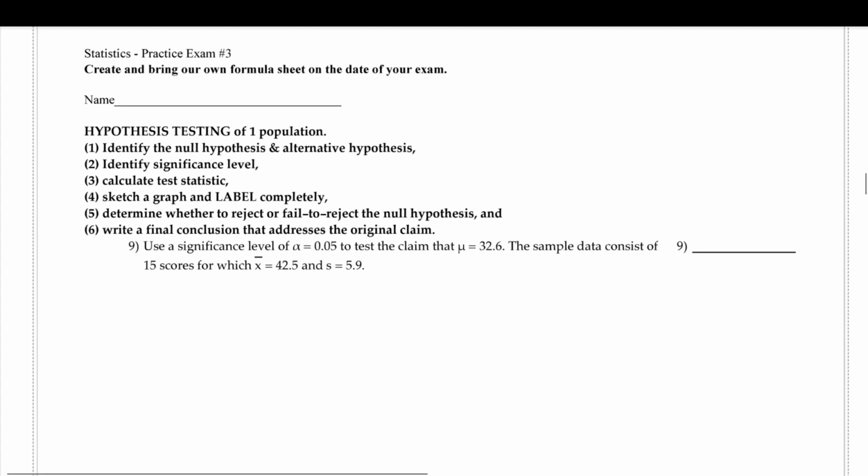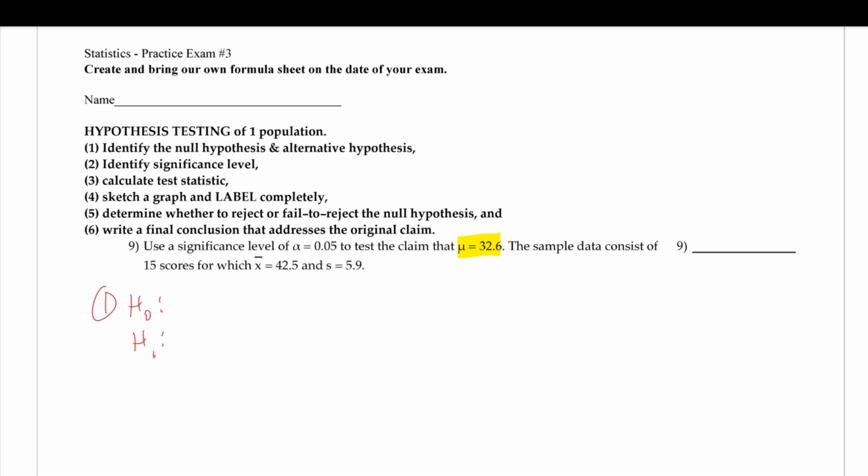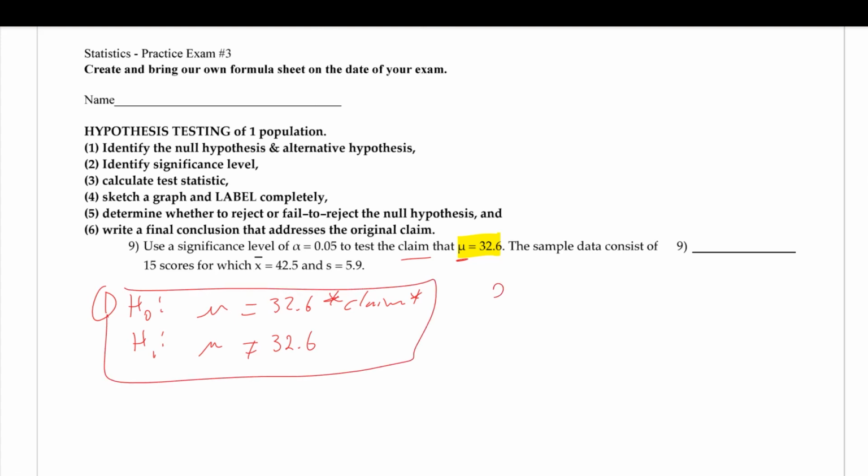Well, we always want to highlight the claim statement. And in this case, the claim statement is very simple. It's literally just the claim that mu is equal to 32.6. That's it. So we start where we always start, our hypothesis statements. And this is a claim on the mean. Our claim statement suggests that it's equal to 32.6. That is the claim statement. And the opposite of that is that it's not equal to 32.6. Our significance level here is that alpha is equal to 0.05.